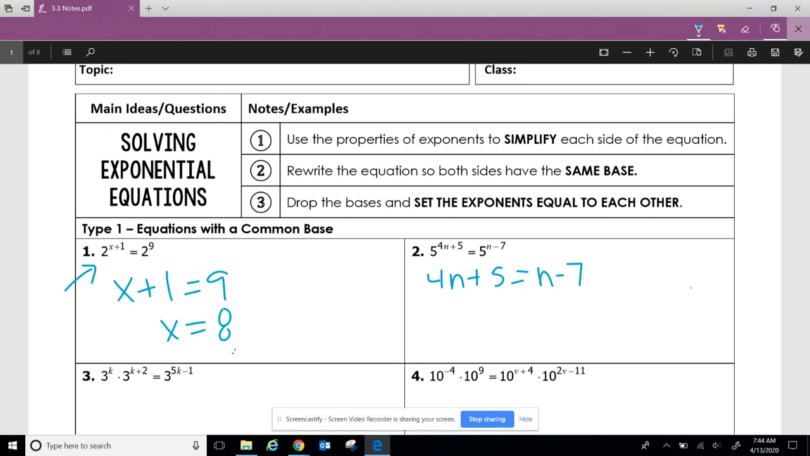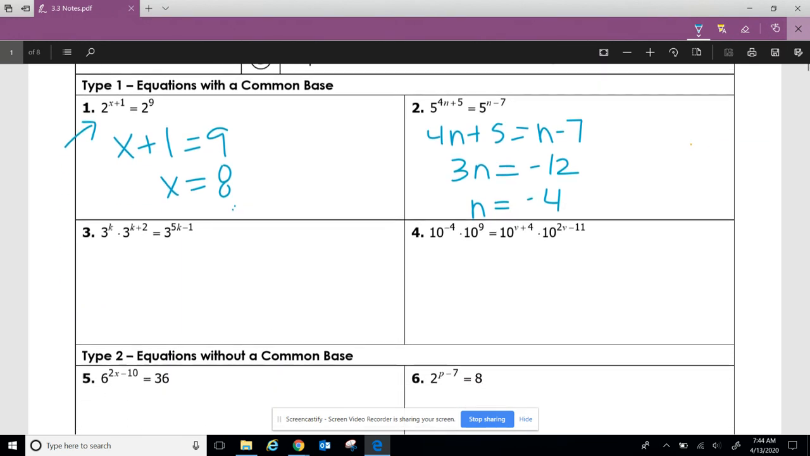4n plus 5 is equal to n minus 7. I'm going to move 1n over to the left side, and that 4n minus that n will make the left side 3n. Moving the 5 over with the negative 7, I've got negative 7 minus 5, which would be negative 12. Dividing by 3 here, 3n divided by 3 is n. Negative 12 divided by 3 is negative 4. How did you do? I think you guys did fine. All right.